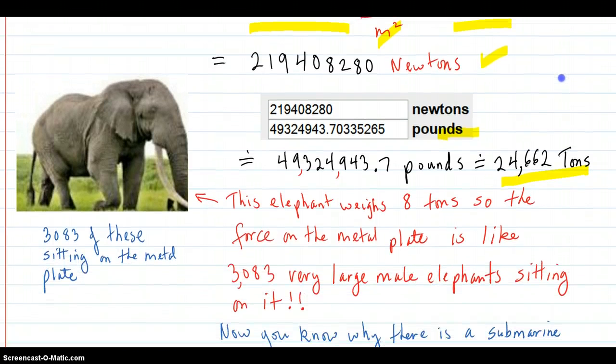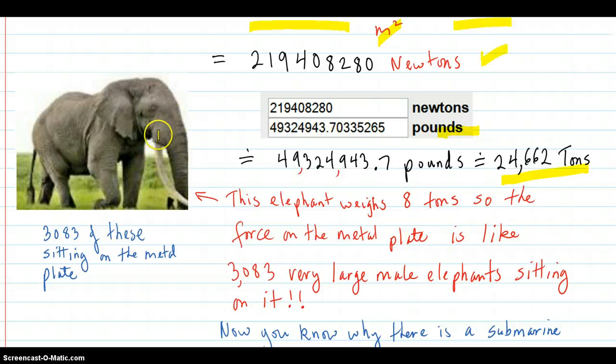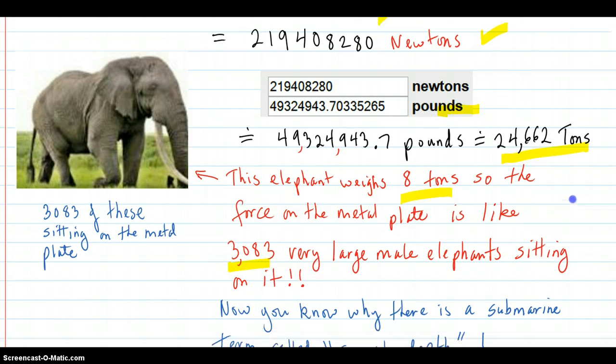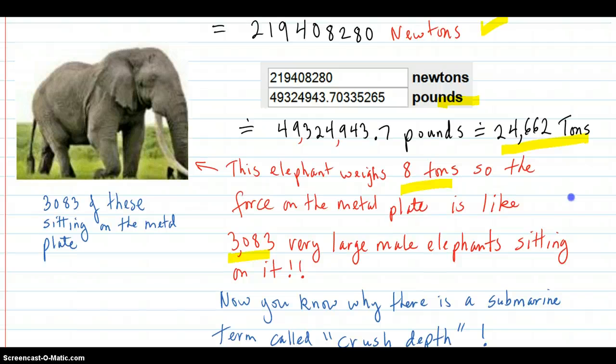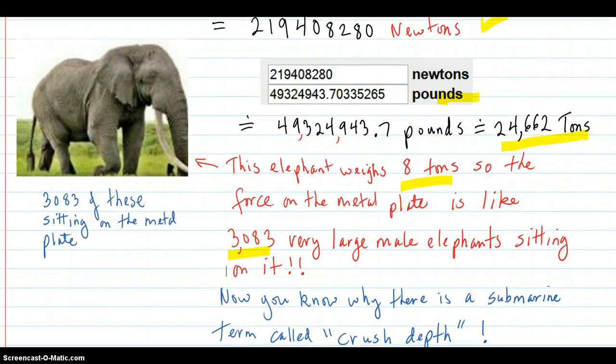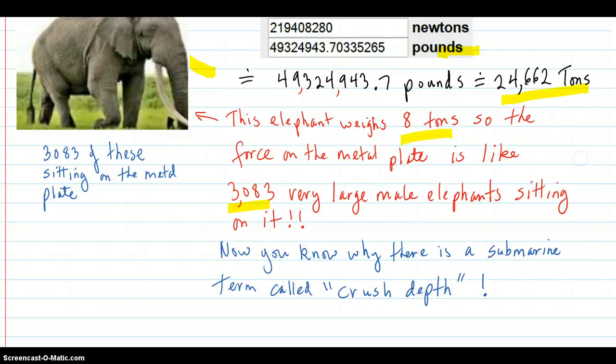Then I looked up how much an elephant weighs, and the big ones weigh about 8 tons. So how many 8 tons goes into 24,662? About 3,083. So when a metal plate is on the bottom of the Mariana Trench, it has such a force on it, it's the same as having 3,083 very large elephants like this over here sitting on it. So now you know why there is a submarine term called crush depth.